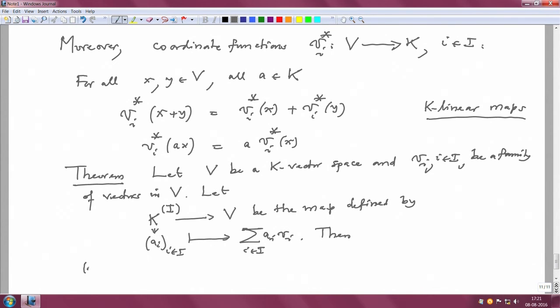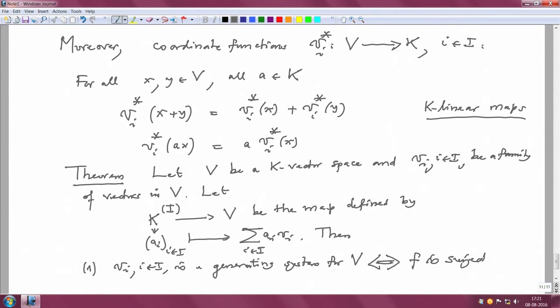Number 1: v_i, i in I, is a generating system for V if and only if the map F is surjective. Surjective, let me just recall, means every element of V is in the image of this map. I call this map F. That was indeed the definition of a generating system.